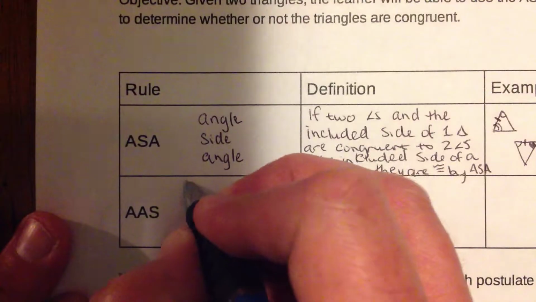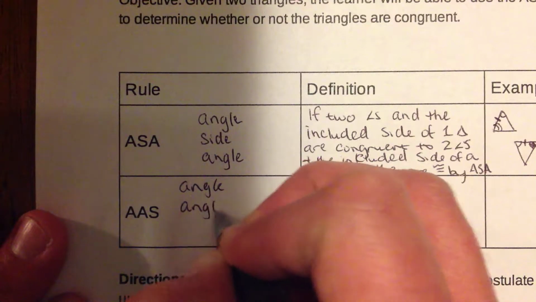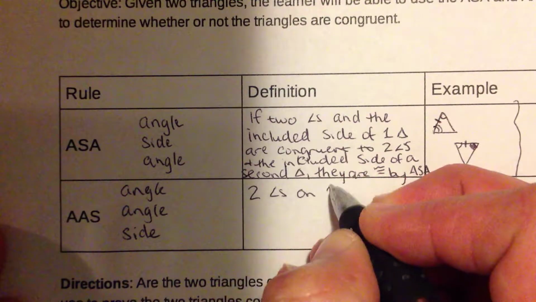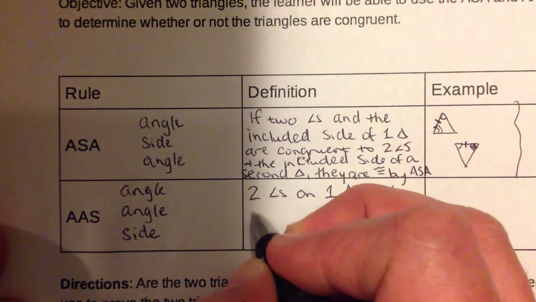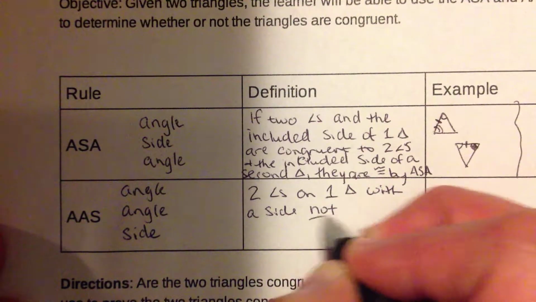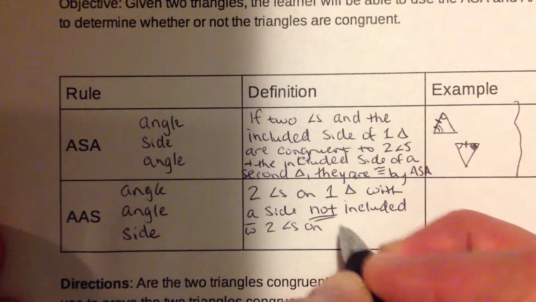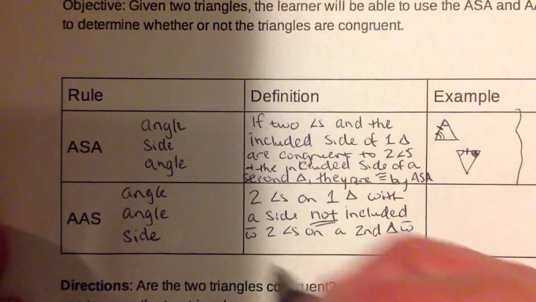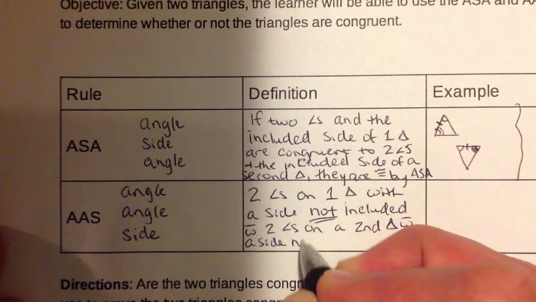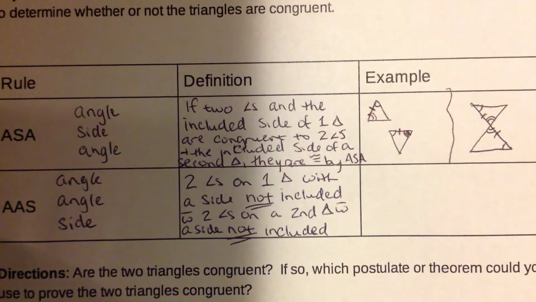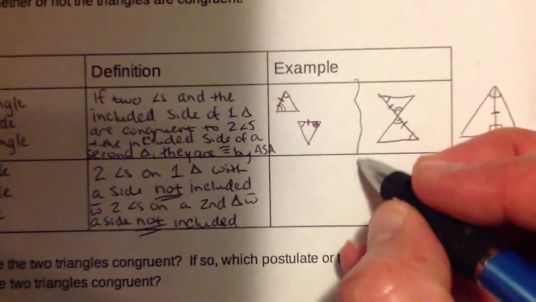Our second rule is angle, angle, side. And basically that means I need two angles on one triangle with a side not included, with two angles on a second triangle with a side not included. So let's see what that looks like. Again, we need two angles on one triangle with a side that's not included, or not in between. And then we need two angles on the other triangle with a side that is not included, or again, not in between.